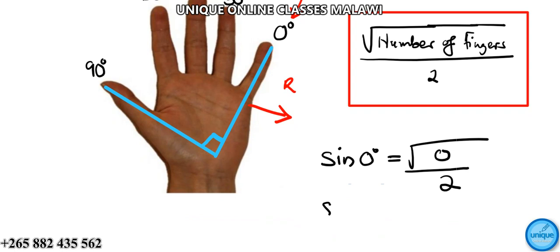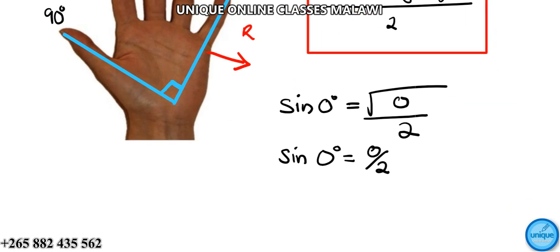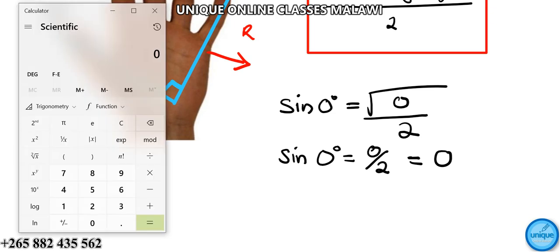Therefore, sin of 0 degrees is equal to root of 0 over 2. Root of 0 is 0, so we have 0 divided by 2, and the answer is 0. This means that sin of 0 without using a calculator is 0. Let's take the calculator here and check sin of 0 degrees. You see the answer is 0. So we are done.